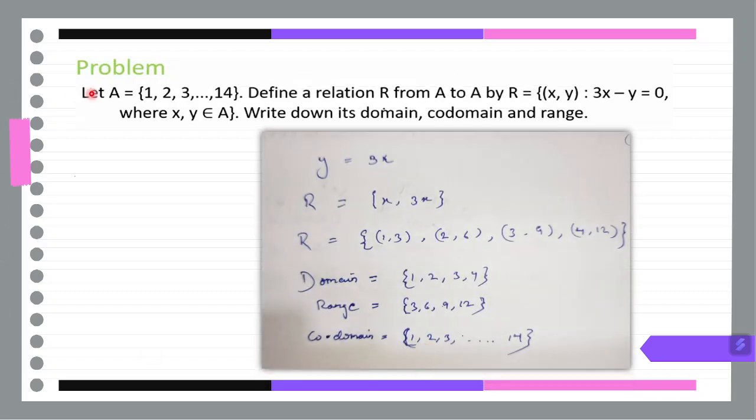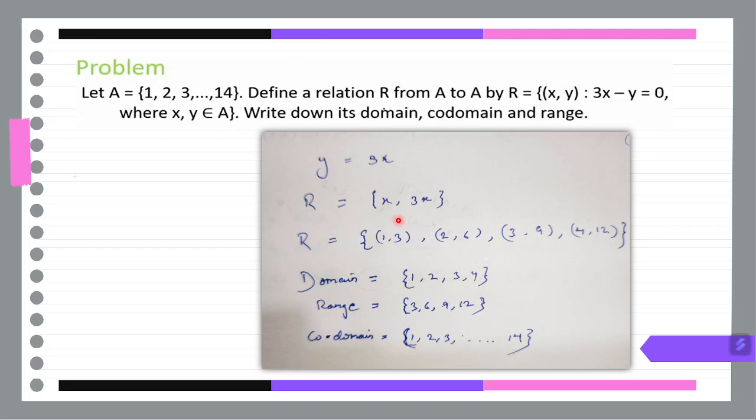A problem. Let A be equal to {1, 2, 3, 4, up to 14}. Define a relation R from A to A by R is equal to {(x, y) such that 3x minus y is equal to 0}, where x and y belong to A. That means y is equal to 3x. So relation R is equal to (x, 3x), that is R is equal to (1, 3), (2, 6), (3, 9), (4, 12). The next one will not be possible because only up to 14 is in the set.